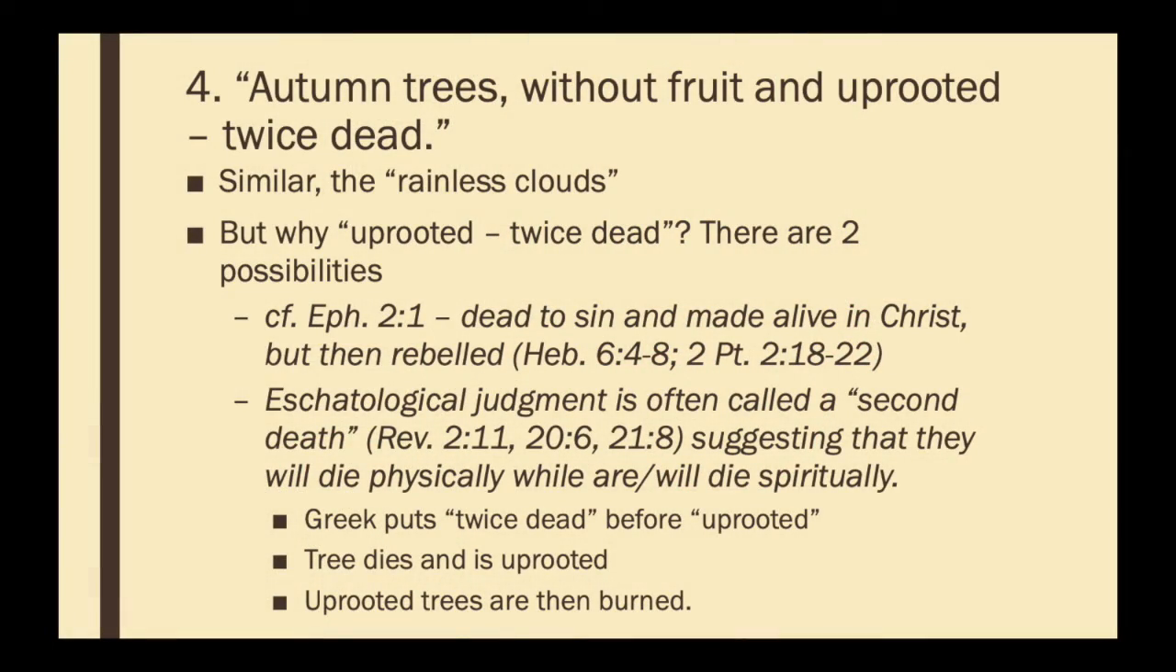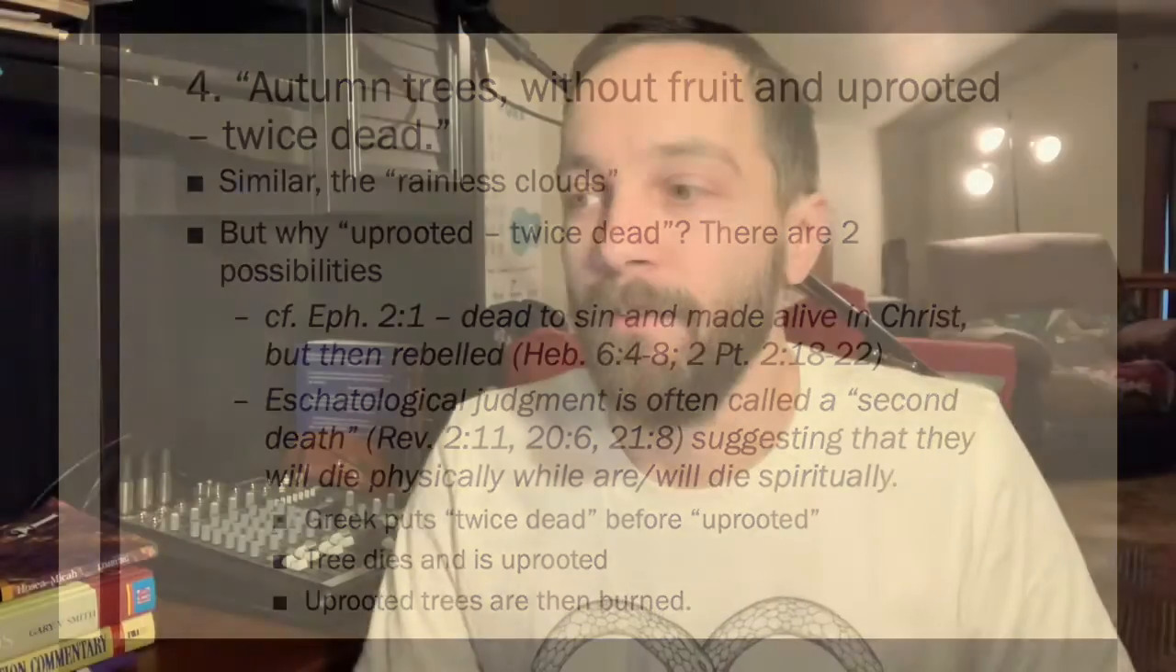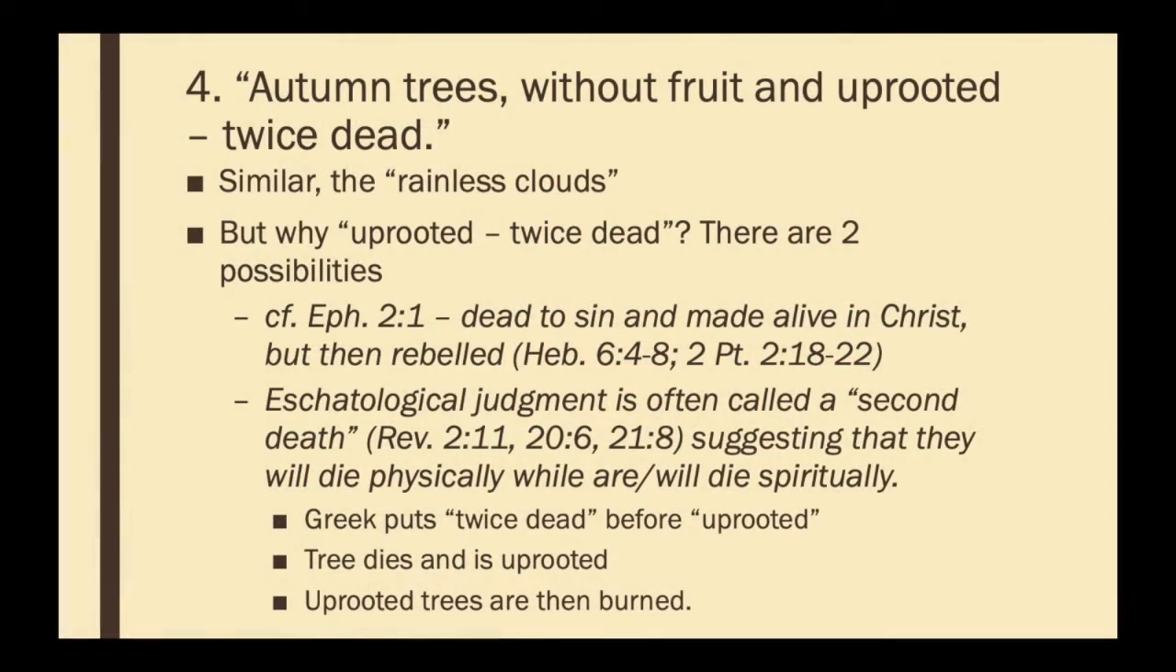Number 4, autumn trees without fruit and uprooted, twice dead. Similar to the rainless clouds in number 3, they're clouds without rain. All right, the image is, oh wow, it looks like it's going to rain, but by the end of the day, it's still dry out. Nothing's happened. These autumn trees, it's the time for fruit to be picked. It's time for harvesting, but there is no fruit. So if there is no fruit, what happens? They're uprooted. All right, so they're similar to the rainless clouds, but why uprooted, twice dead?